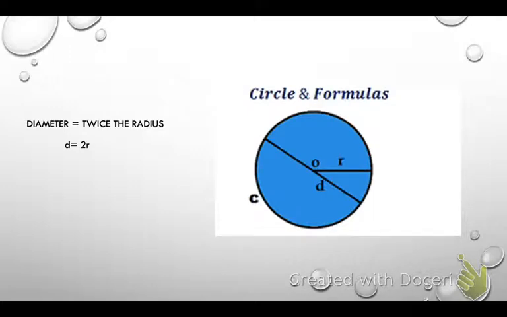What else do we need to know? Well, it's kind of the opposite. The radius is 1/2 the diameter. So just write these in your notes so you have them as reference. Okay, so R equals 1/2 of D.